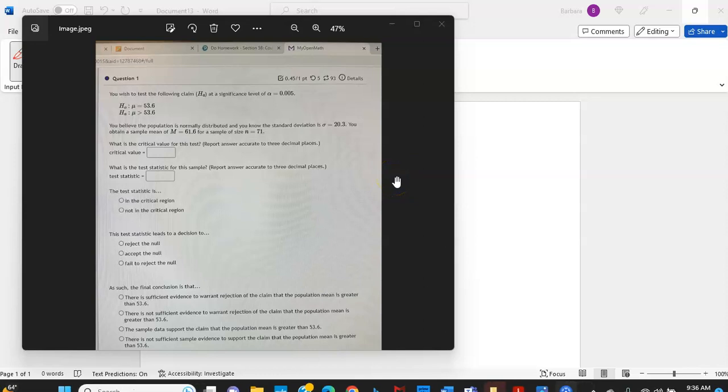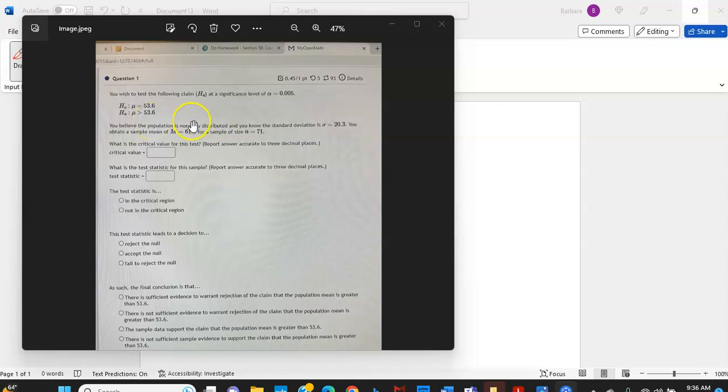Okay, so let's look at this hypothesis test. I know you said you got the test statistic, but let's do the whole thing in order to answer all of the questions. We wish to test the claim that our alternate is true at a significance level of alpha equal 0.005. The null hypothesis is that the mean is 53.6, and the alternate is that the mean is greater than 53.6.